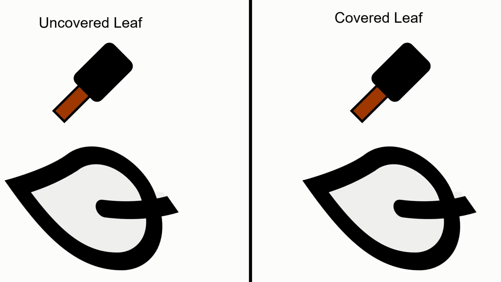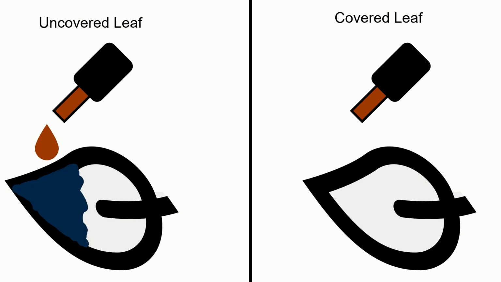We test for the presence of starch using an iodine solution. The uncovered leaf turns blue-black, which means there is starch present, and the covered leaf turns a light brown, meaning there is little to no starch present. This means that photosynthesis only occurred with light intensity.